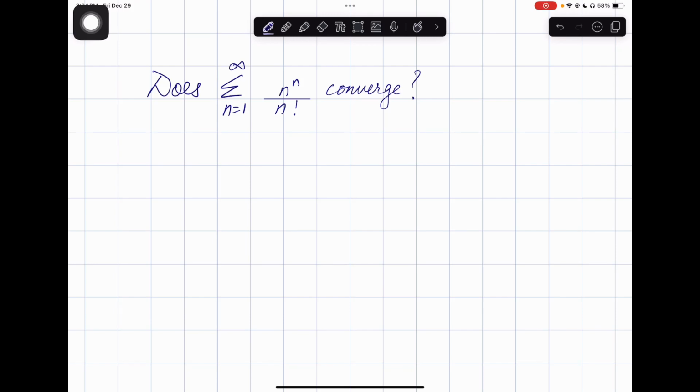Hey guys, today we'll be talking about the convergence of a series, and the series that we are talking about today is this. Oh, this does not look that good. Let me erase this. Anyway, this is the series that we are concerned with.